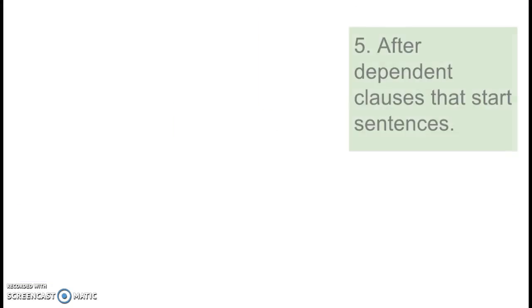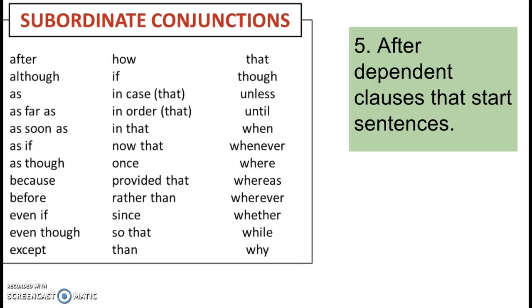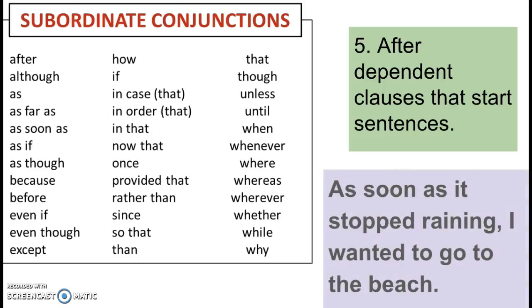Rule 5. After dependent clauses that start sentences. We've gone over this before. Dependent means it cannot stand alone. Subordinating conjunctions, which you should have a copy of this pasted, taped in your notebook somewhere from October-ish, I'm going to guess. If you start with one of these phrases, these kind of keywords, will let you know, hey, I'm going to need a comma somewhere. For example, as soon as it stopped raining, comma, I wanted to go to the beach, period.